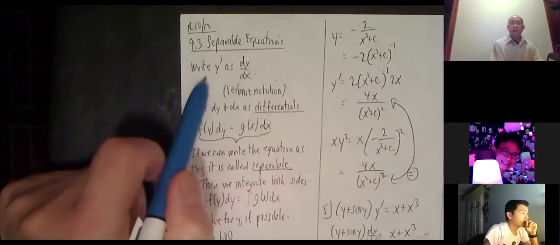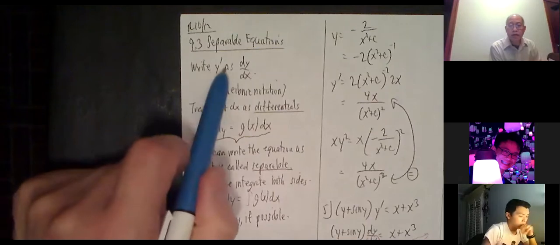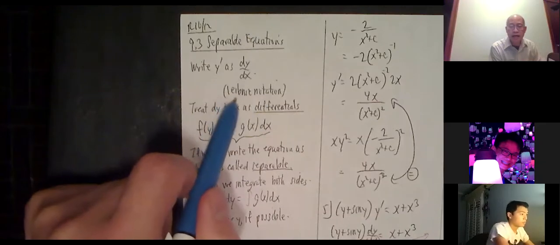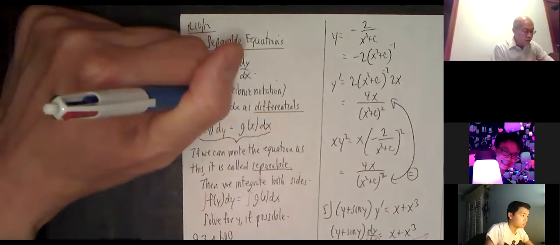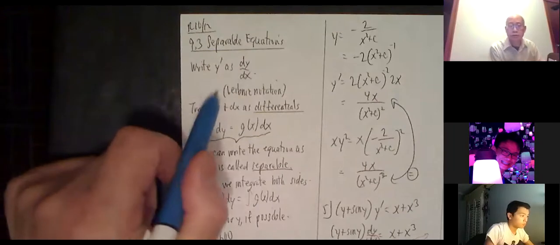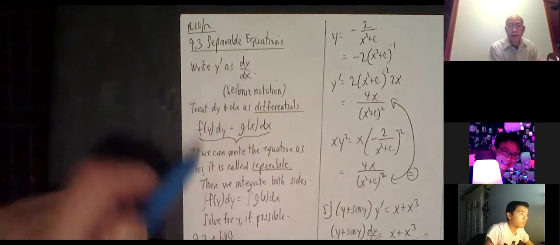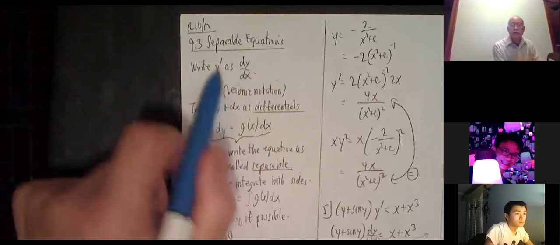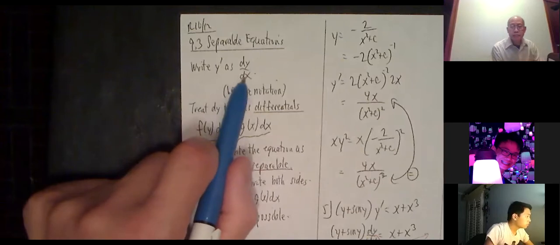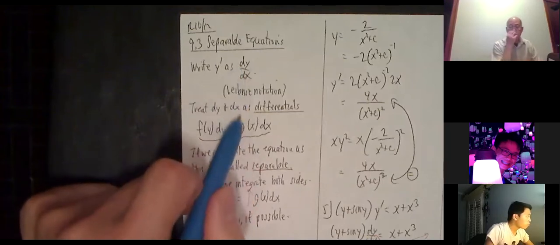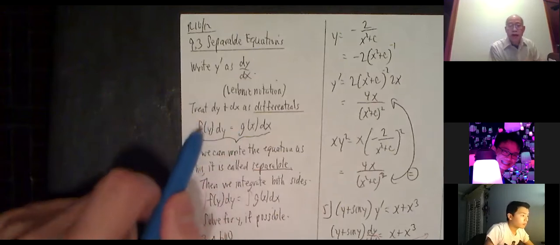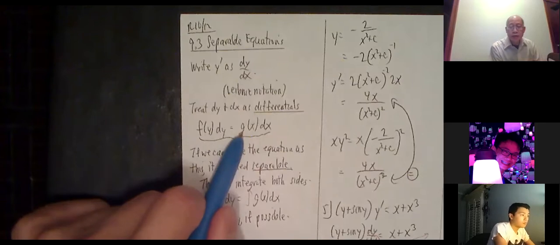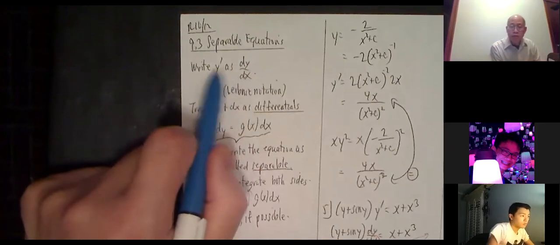All right. For this section, anytime you see y prime, change it to dy dx, the so-called Leibniz notation. Leibniz is one of the co-founders of calculus along with Sir Isaac Newton. So write it as dy dx. Treat dy and dx as something called differentials, right? They're very tiny change in x, very tiny change in y. What you want to do is write it as f of y dy equals g of x dx. Somehow, write y prime as dy dx.